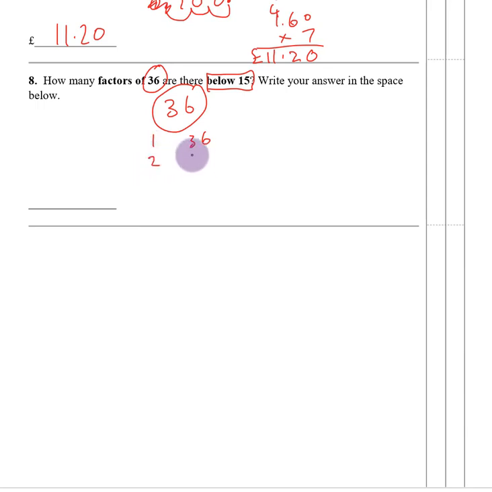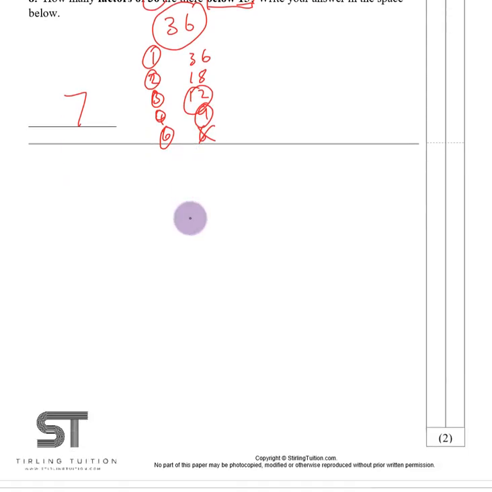So then I've got 2 and 18. I've got 3, I've got 12, I've got 4 and 9. 5 doesn't fit into this, so I cannot use 5, and then I've got 6. And with factors, I don't write 6 twice because it is just a 6, even though it's 6 times 6. So I've now got all the factors. Now I need to see how many are below 15. So I've got 1, 2, 3, 4, 5, 6 and 7. 7 factors below 15 of 36.